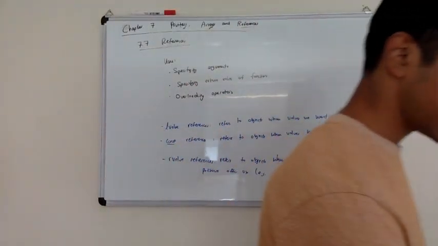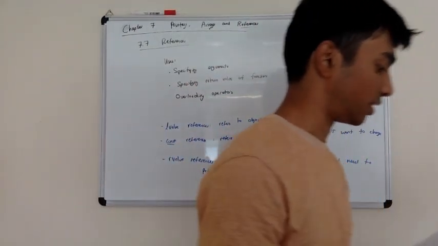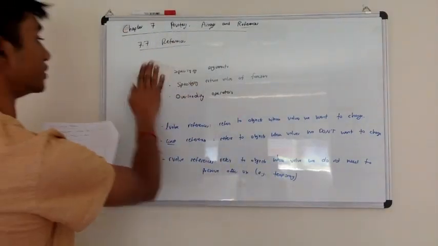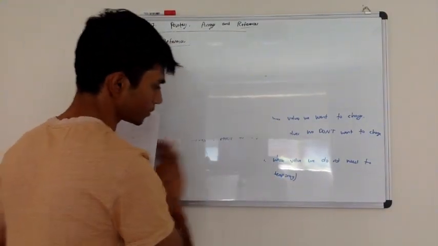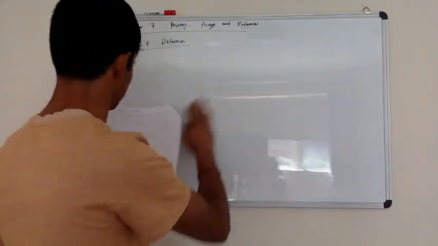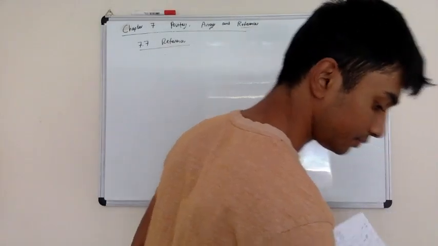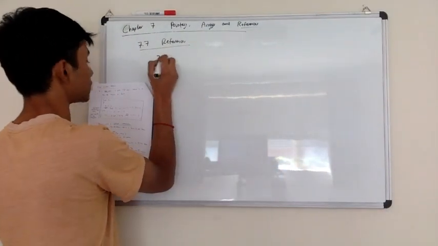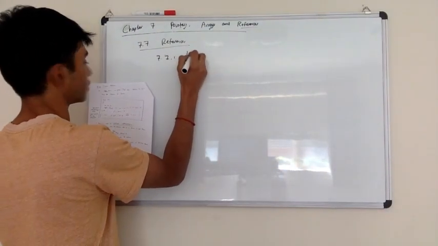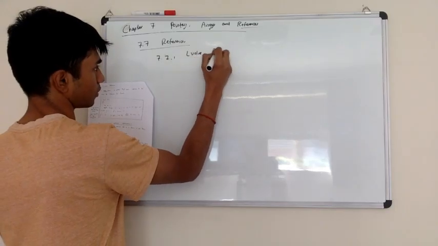We'll look at each of these types, especially Lvalue and Rvalue references, in more detail. So 7.7.1, Lvalue references.